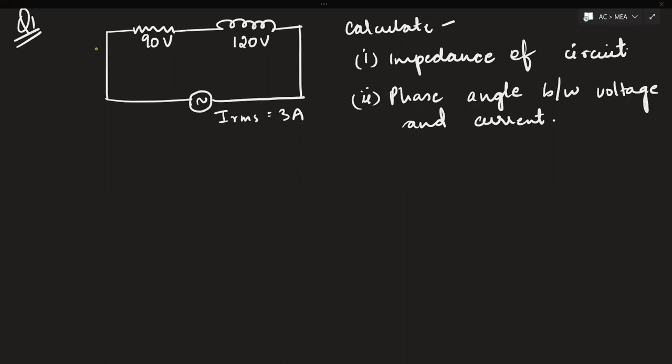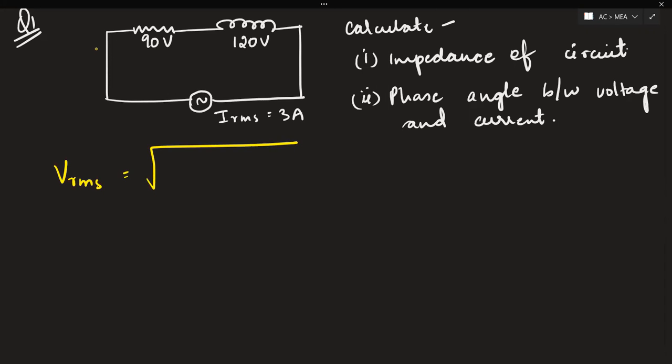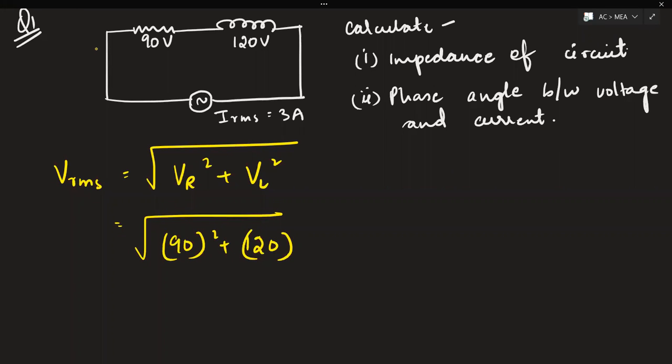So see, for VRMS, we have to find out the net resultant voltage. It will be root of VR square plus VL square. From here, we had only started the derivation. So this will be 90 square plus 120 square. So this will be 150 volts.